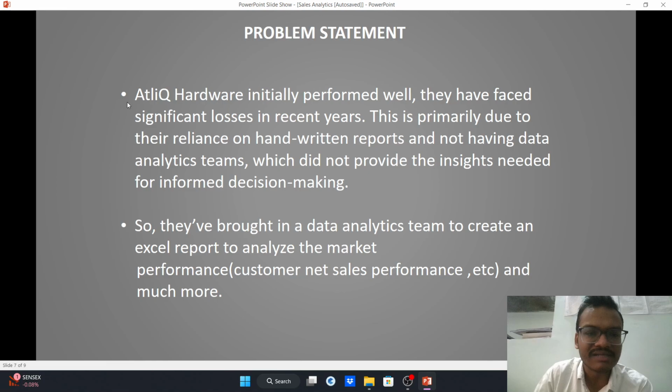So our problem statement is: Atlic Hardware performed well initially, but they have faced significant losses in recent years. This is primarily due to their reliance on handwritten reports and not having a data analytics team. So there was difficulty in decision making. Their decisions were not based upon insights. So they brought in a data analytics team to create an Excel report to analyze the market performance, customer net sales performance, and much more.